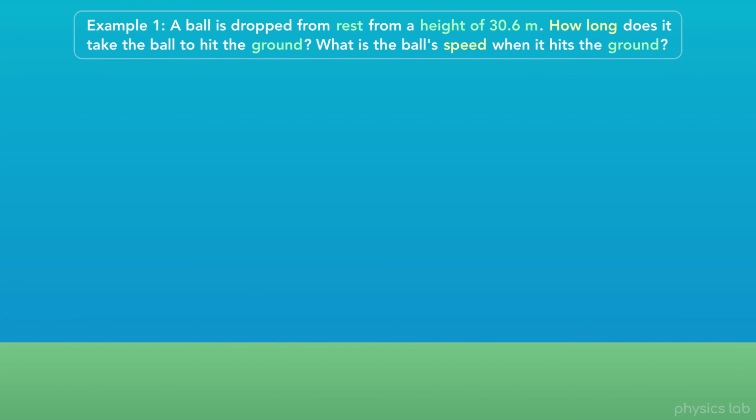First, let's pick out the important information. The ball is dropped from a height of 30.6 meters. The ball is dropped from rest, which means the initial velocity is 0. We want to find the time and the final speed, or the magnitude of the final velocity, when the ball hits the ground. Next, we always need to choose which directions are positive and negative.